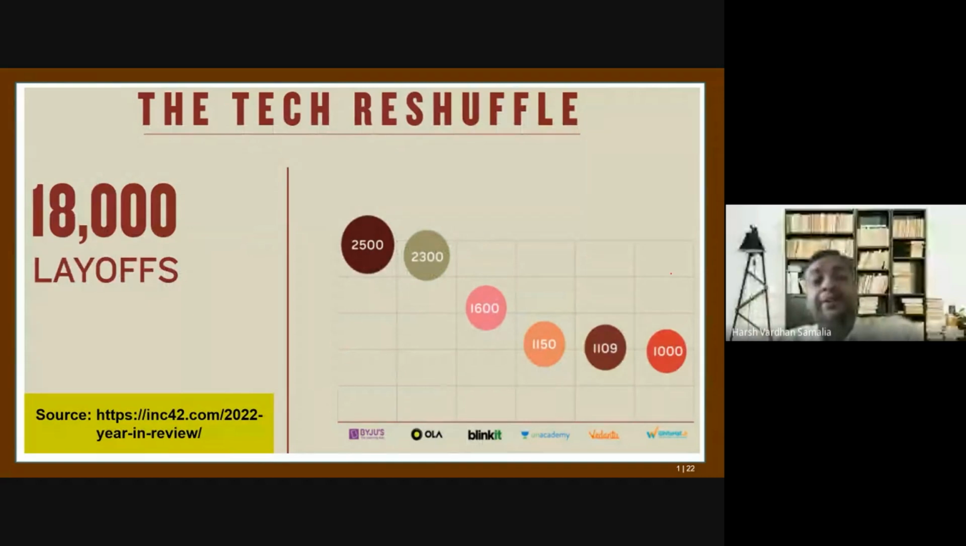Even the startups are facing the heat. There have been a large number of layoffs by startups like Byju's, which is considered to be one of the most valuable Indian startups. They have also laid off a large number of people, along with Ola, Blinkit, and Vedantu, and so on.